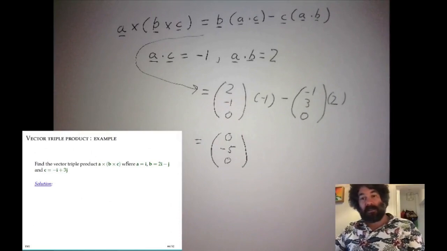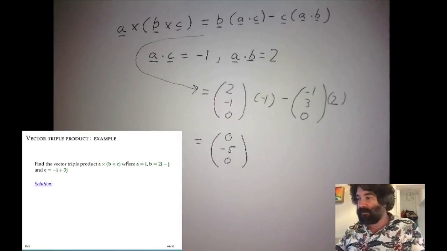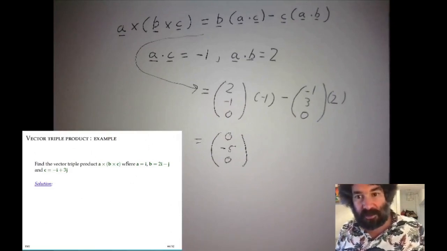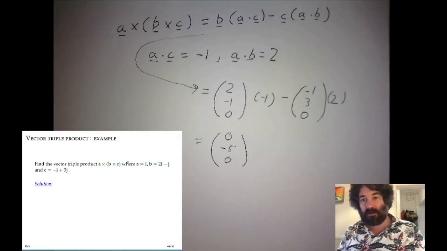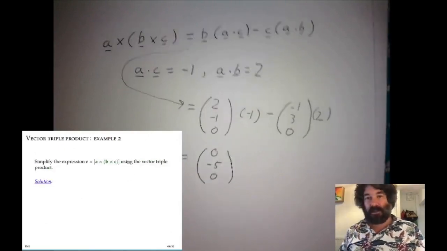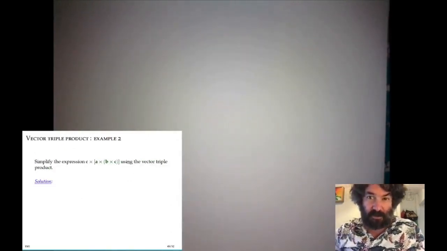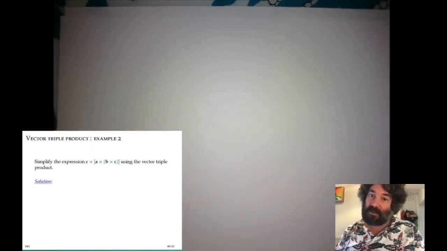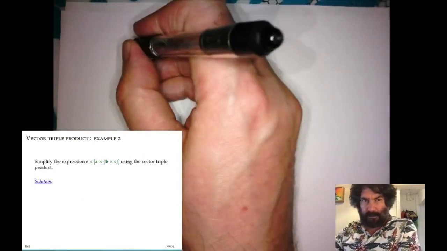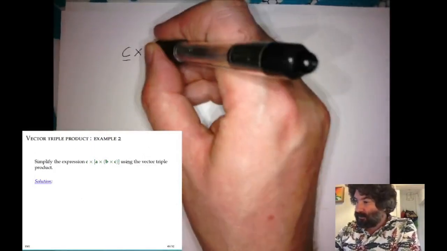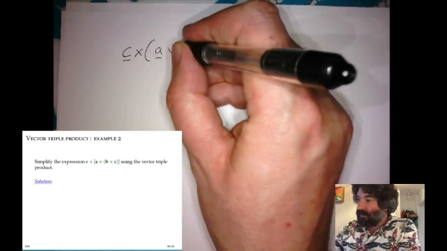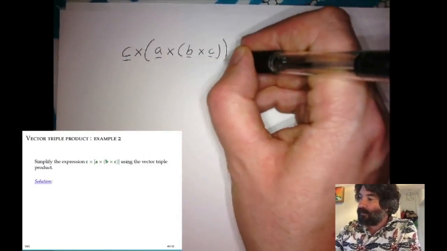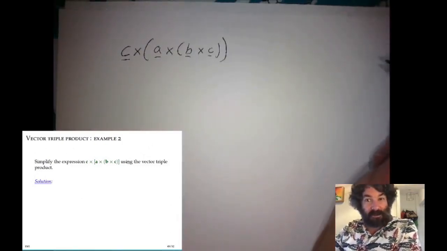All right, so this is simply an example showing how this formula, the back-cab formula for the vector triple product, allows us to compute it much more easily than computing the cross product twice. I'm going to do one other example using the triple product, which is shown there. We have this expression for any vectors A, B, and C, which is C cross product of (A cross product of B, C). And we want to simplify this product.